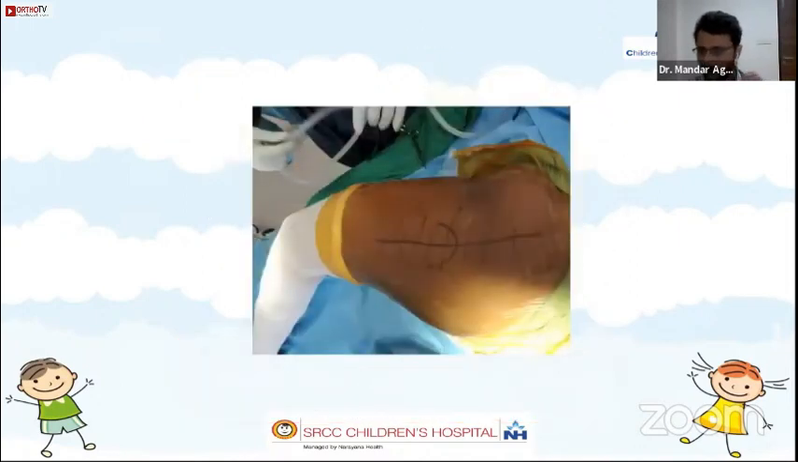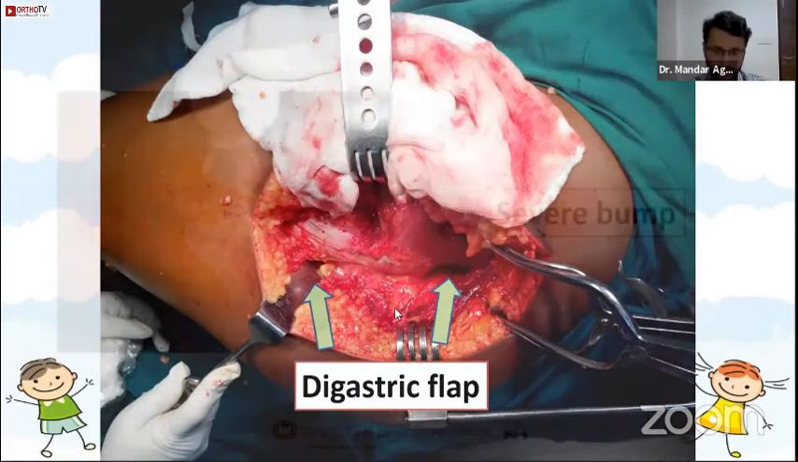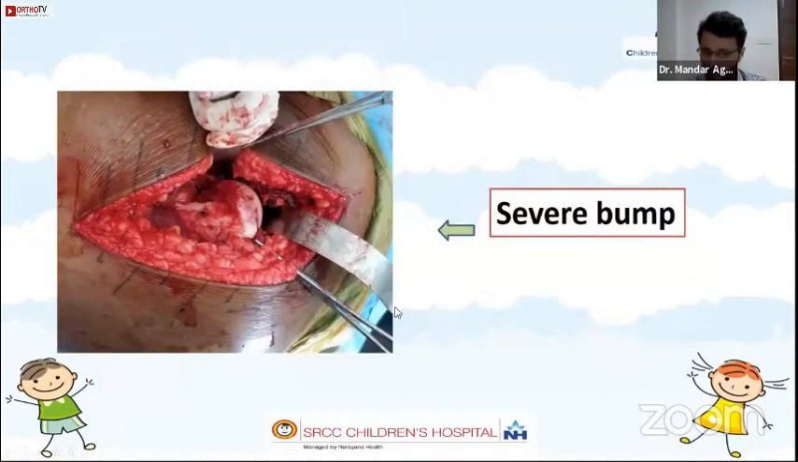I'm just going to go through a few clinical case pictures. You can see that this is the lateral approach which is used. This is the digastric flap. This is the greater trochanter, this is the vastus lateralis and the gluteus medius. So it has two bellies to this flap. So this is a digastric flap. The anterior capsulotomy is performed, and you can see that the entire proximal femur, the femoral head, is dislocated anteriorly.